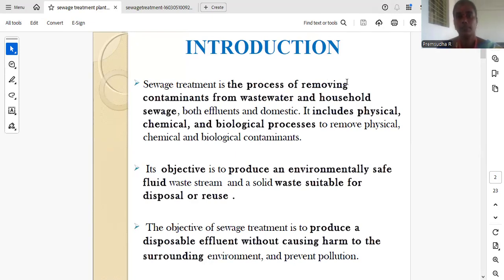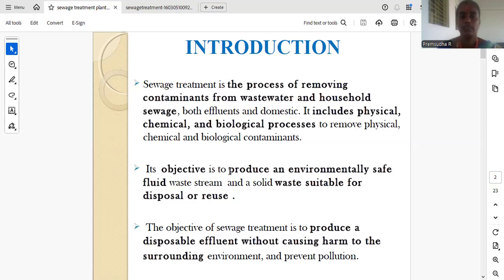Sewage treatment is the process of removing contaminants from the wastewater and household sewage, both effluent and domestic. So the treatment process is removing the impurities from the wastewater and household sewage. It includes physical, chemical, and biological processes. So three processes are involved to remove the physical, chemical, and biological contaminants.